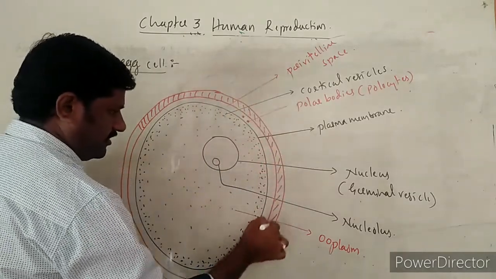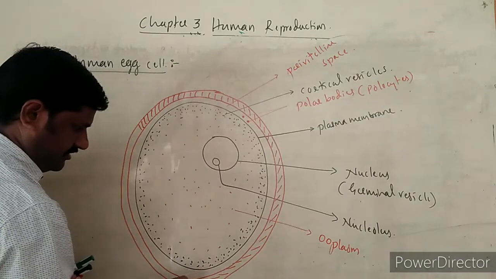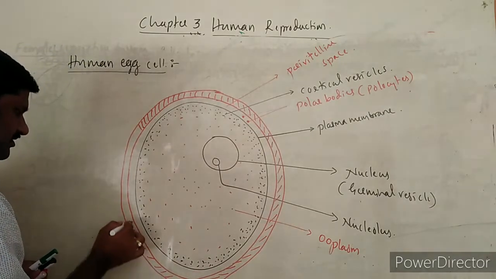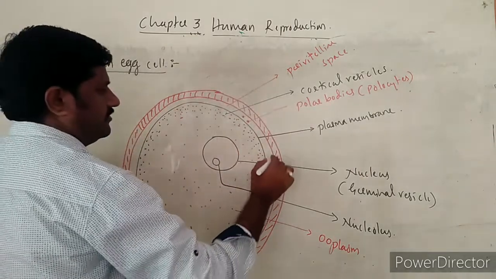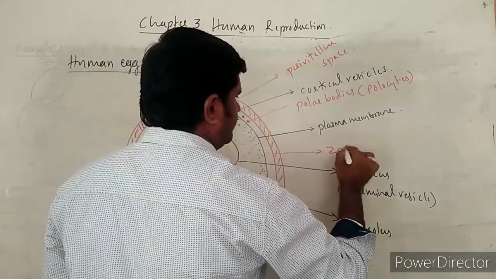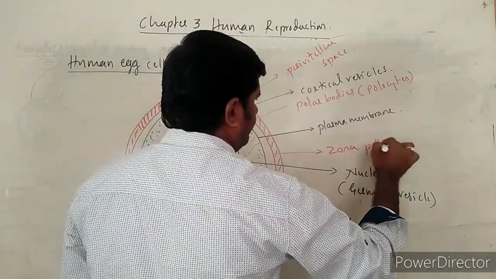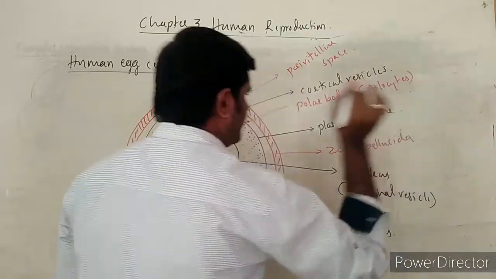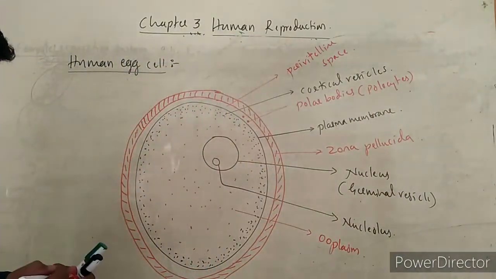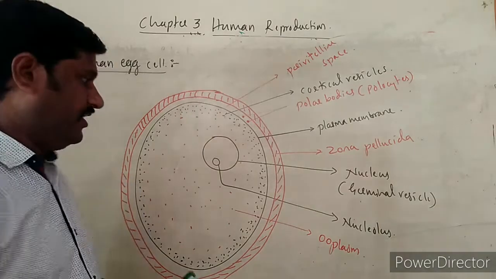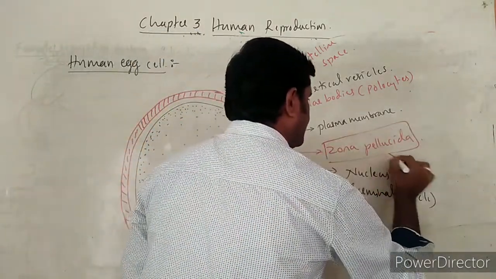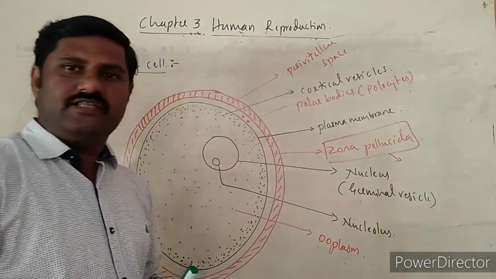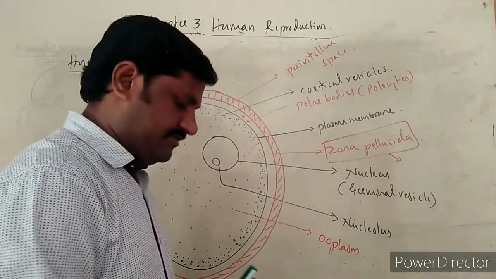It is a thick, hard, acellular structure that we come across here. This is nothing but the Zona Pellucida. You have already learnt this one. And this Zona Pellucida, of course, is secreted by the follicular cells.